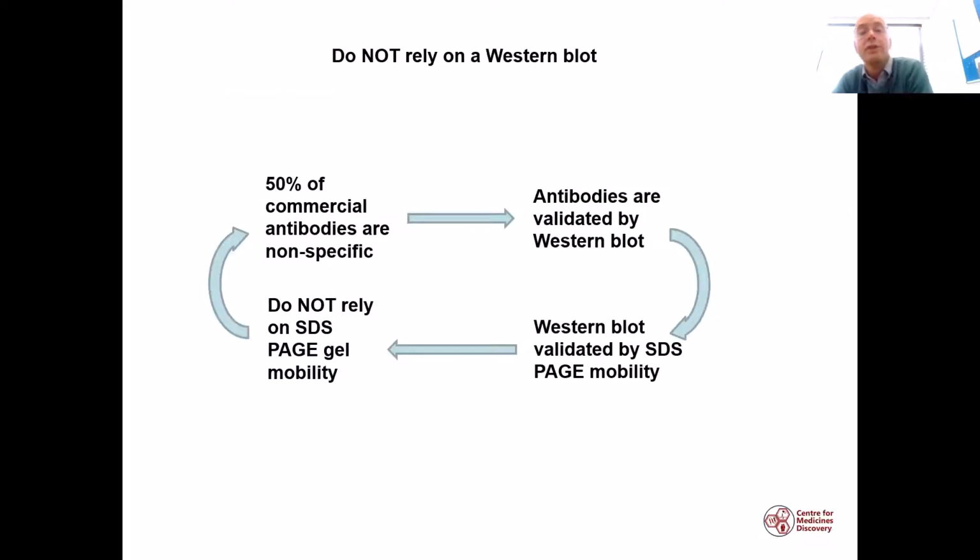Lots of labs will rely on Western blot. I would never rely on a Western blot. There are very good reasons for this. The first one is that I've put a figure here of 50% of commercial antibodies being non-specific. It may be higher than that. Bear in mind that your antibodies are validated by Western blot. Your Western blot is validated by SDS-PAGE mobility, and I've just said you cannot rely on SDS-PAGE mobility. So relying on a Western blot to identify your protein is, in my opinion, the height of recklessness.